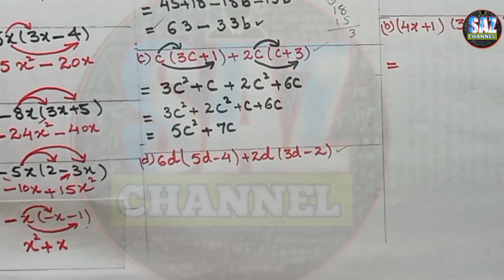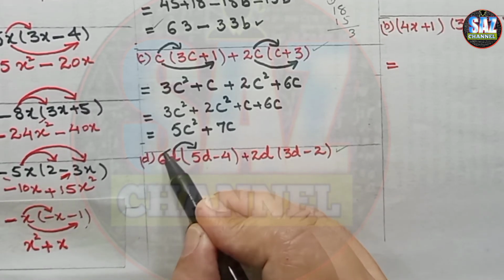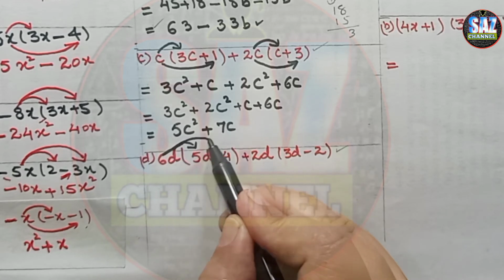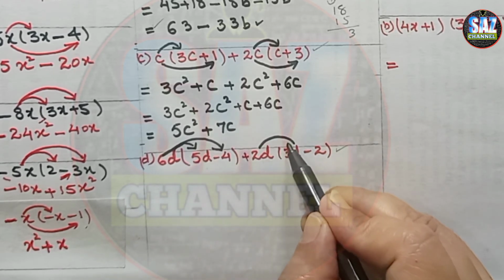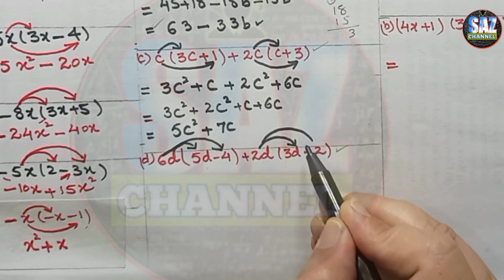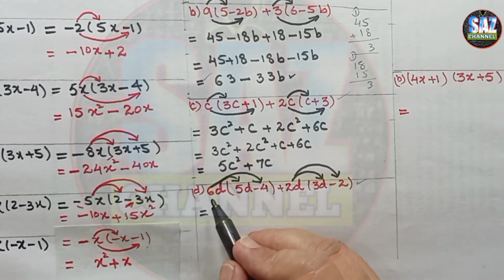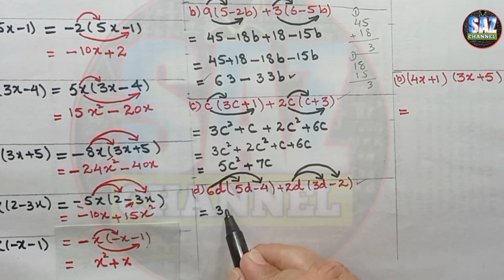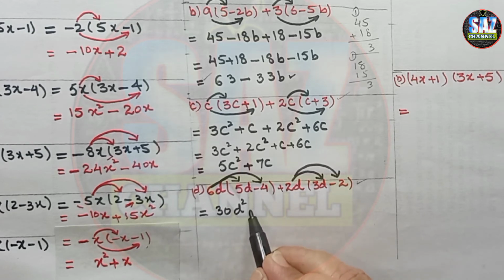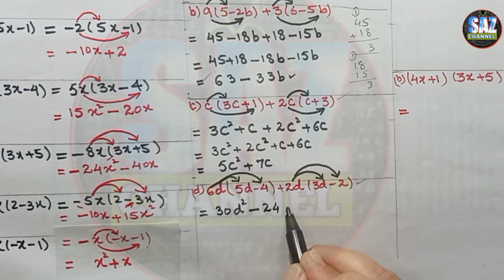Quickly apply distributive property: the number which is outside the bracket, this whole 6D, will have to be multiplied with every term inside the bracket. Same for 2D. Okay, and then go for the multiplication. 6 times 5 is 30, and when D is multiplied by D, it becomes D square, minus 6 times 4 is 24 and D.